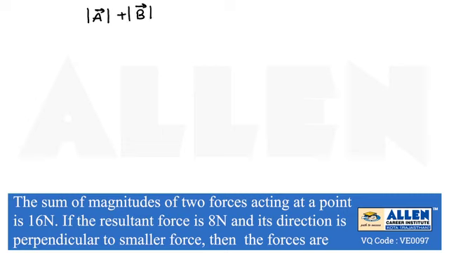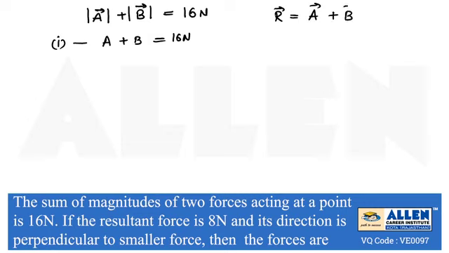Magnitude can be written with the help of modulus, and it is given as 16 Newton. We can rewrite it as |A| + |B| = 16 Newton. This is the first condition given in the question. It is also saying the resultant force is 8 Newton. Resultant force means the resultant of A vector and B vector, or we can say R vector is equal to A vector plus B vector. It is 8 Newton, meaning its magnitude is 8 Newton.